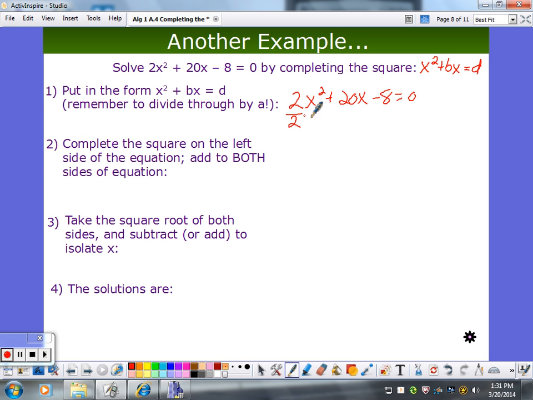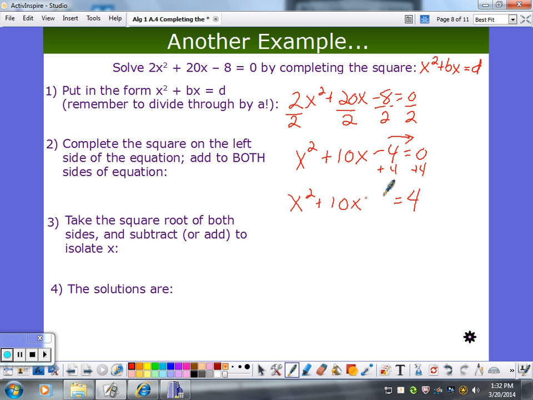If I divide this by 2, what else gets divided by 2? Everything gets divided by 2, right? Division property of equality. So what do I get? x squared plus 10x minus 4 equals 0. Now to complete the square, I want my constant term over on the other side. So I'm going to add the 4 to move it over. x squared plus 10x, I'm going to leave a little space here, equals 4. And once you're here, you're going to complete the square.